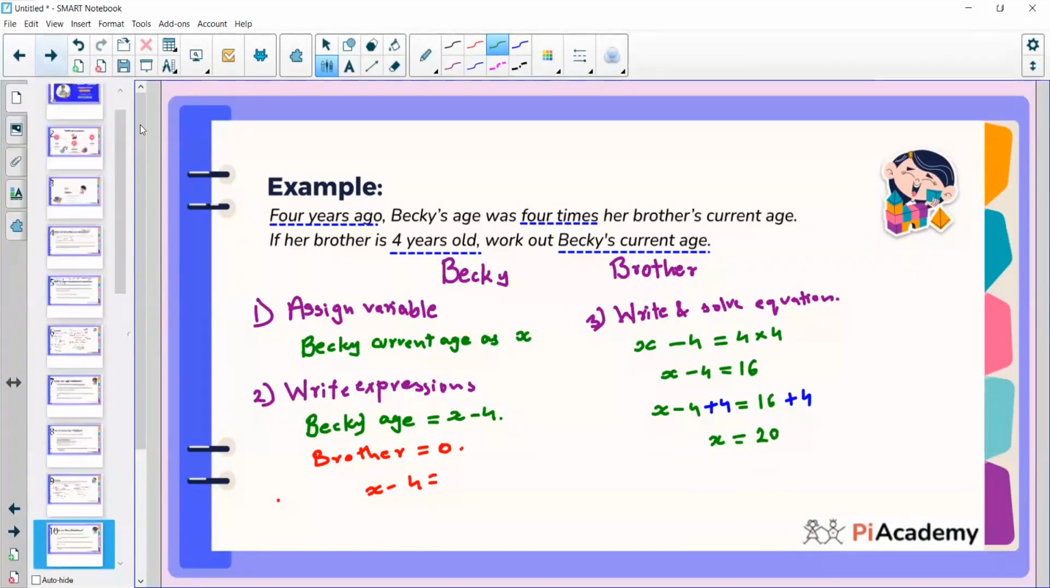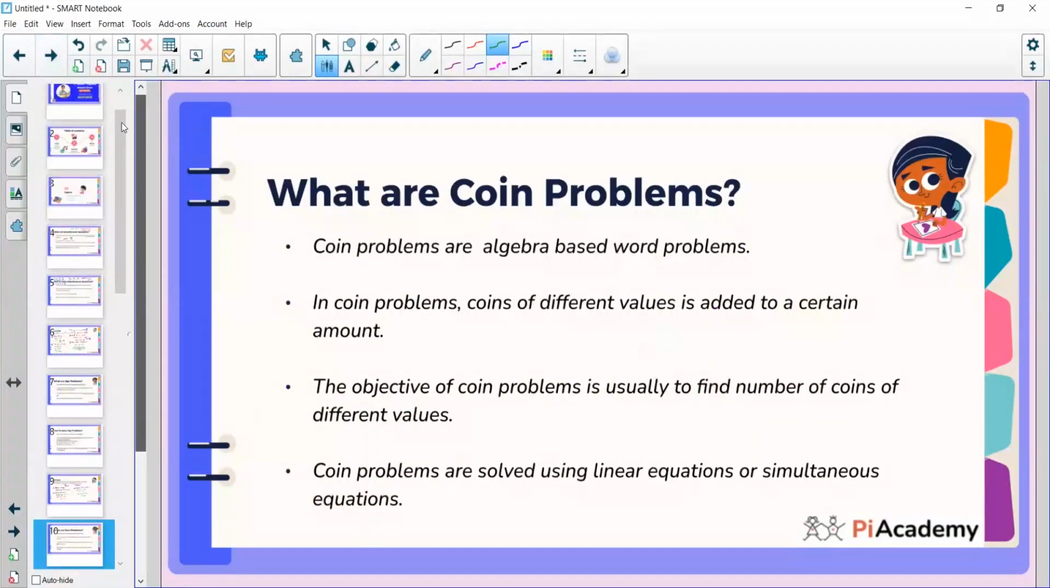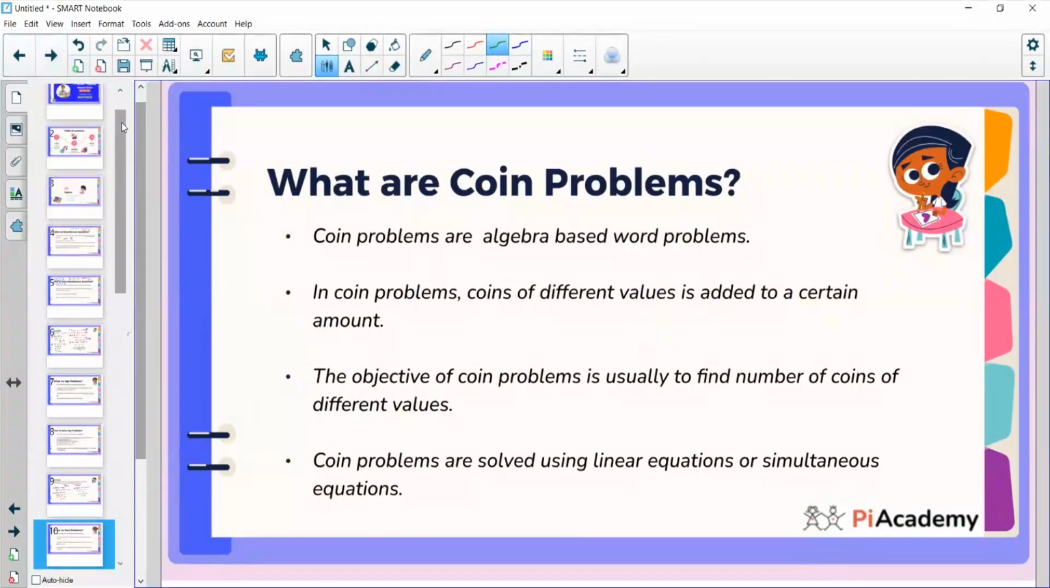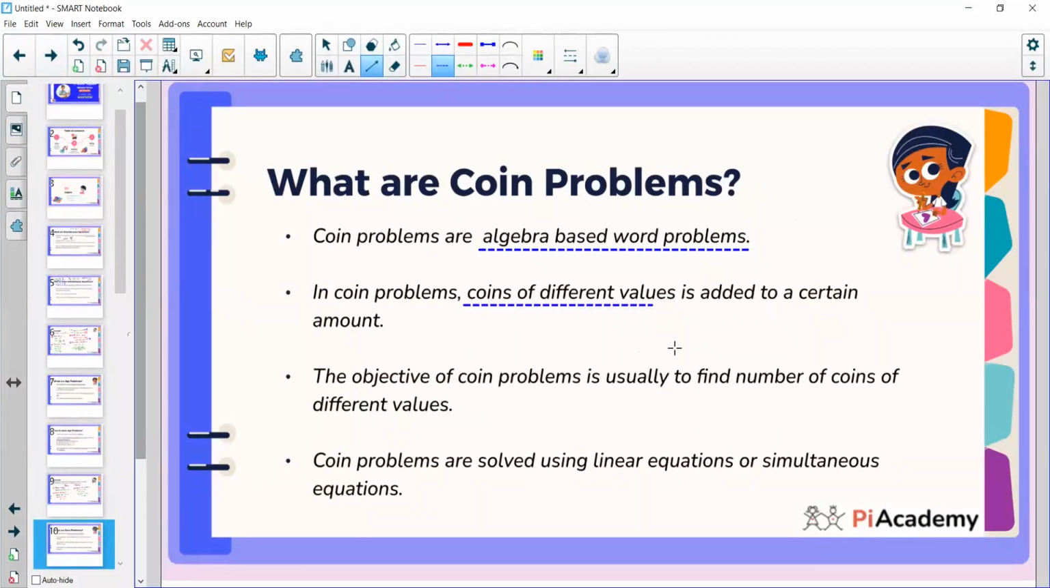Then we got one more type of problems aligned, which are coin problems. Now again, coin problems are also algebra-based word problems. That means you need to process the information, write expressions, write equation, and solve. Now, in coin problems, what happens is coins of different values are added to a certain amount. Now, what does this mean?